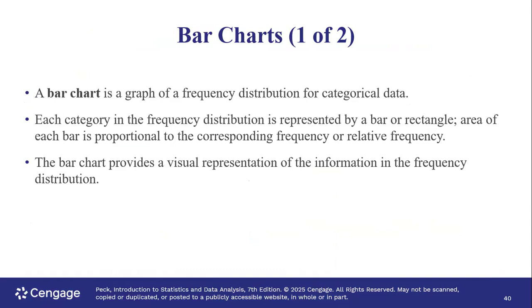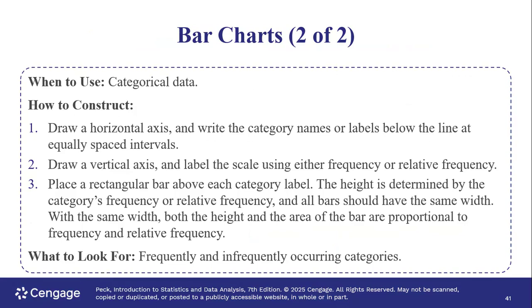A bar chart is a graph of a frequency distribution for categorical data. Each category in the frequency distribution is represented by a bar or rectangle. The area of each bar is proportional to the corresponding frequency or relative frequency. The bar chart provides a visual representation of the information in the frequency distribution. So first we draw a horizontal axis and write the different categories on it. The vertical axis is relative frequency, usually, and you place a rectangular bar above each category level. The height of each bar is the relative frequency. So different bars will have different heights.